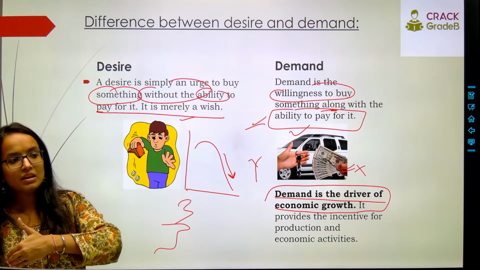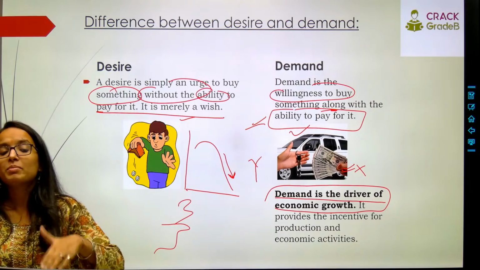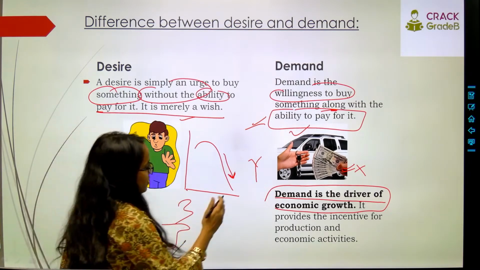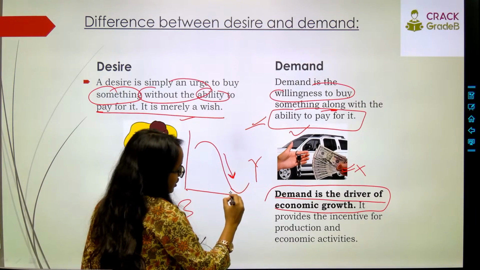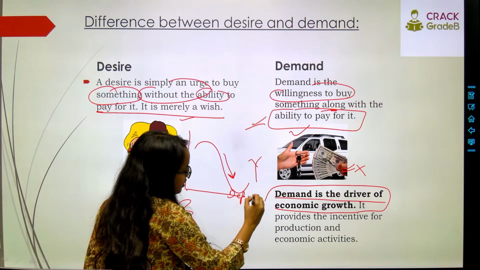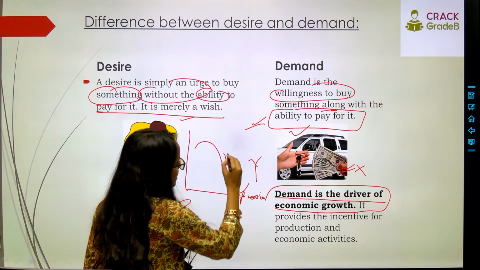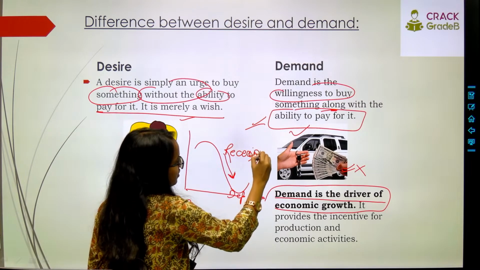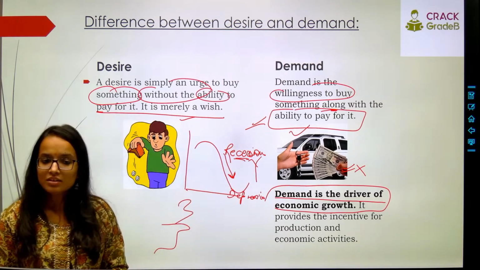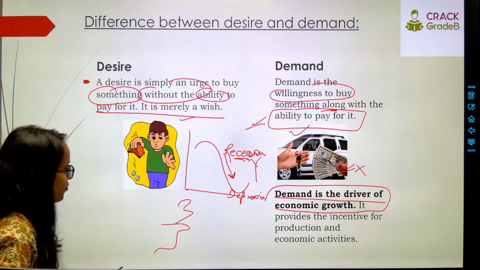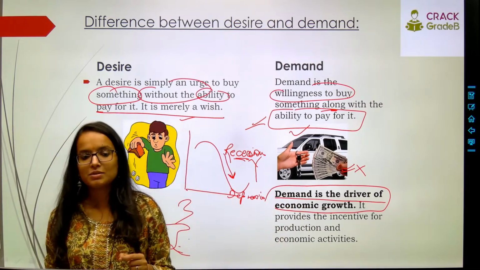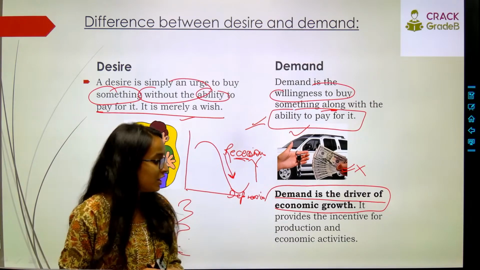Although our government and our banks were well equipped to prevent the situation of depression or recession, we witnessed a slowdown, right? We could not avoid it. So demand is the driver of economic growth. If there is demand, there will be production, there will be growth.